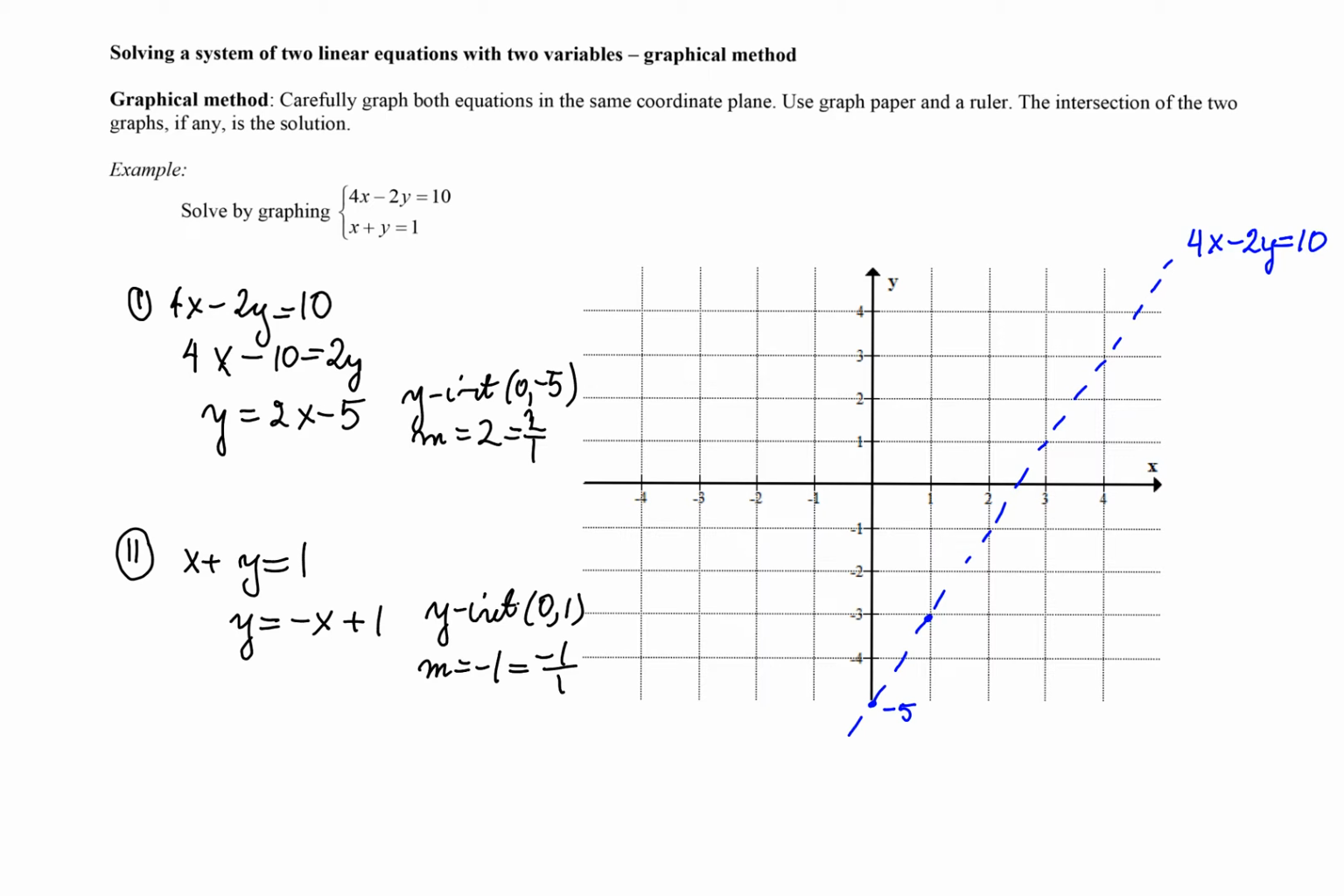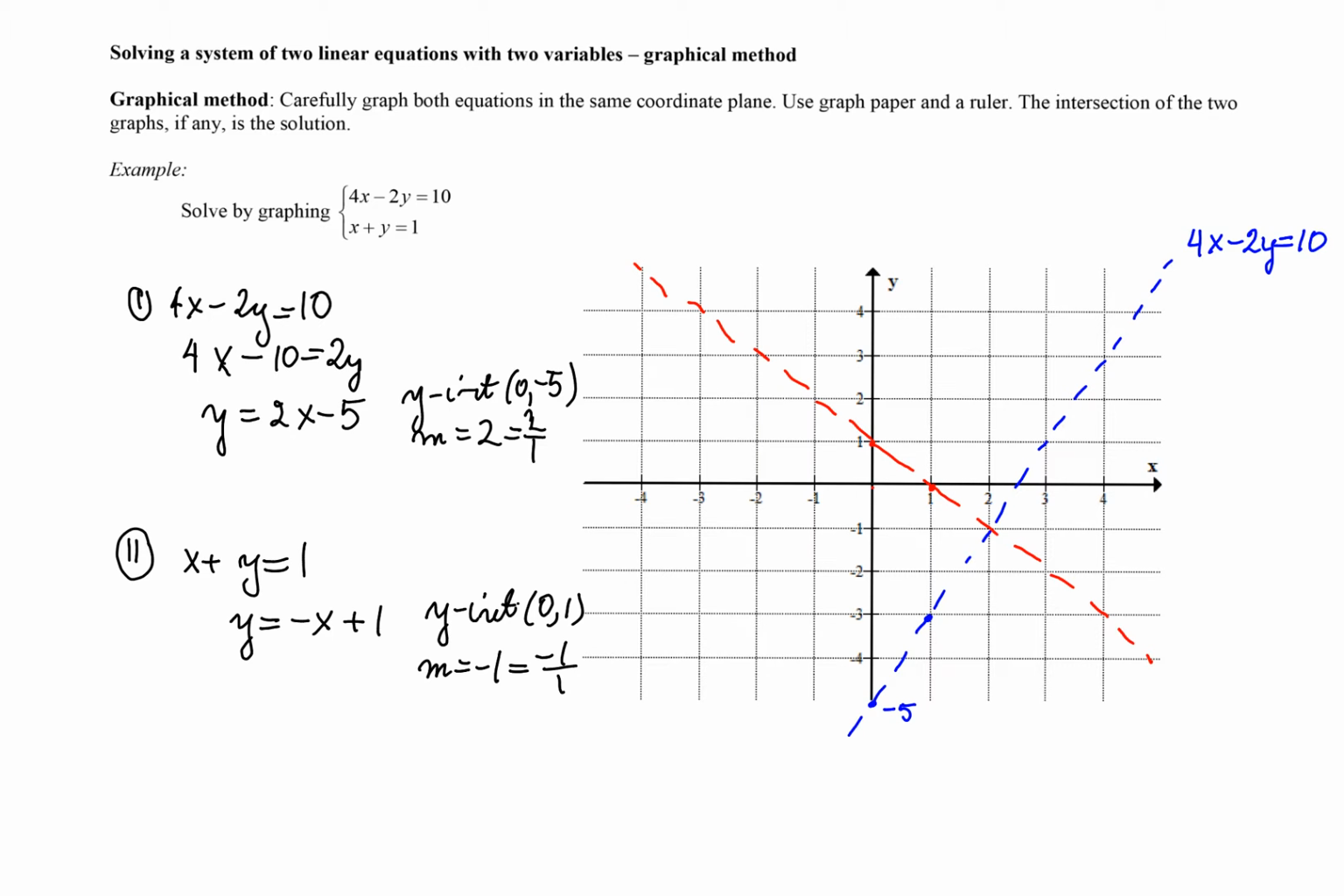So we'll graph the second equation: y-intercept (0, 1), and the slope is negative 1, so we'll rise negative 1, run 1, and we'll have the second line. So that line represents the set of all the points that satisfy the second equation.